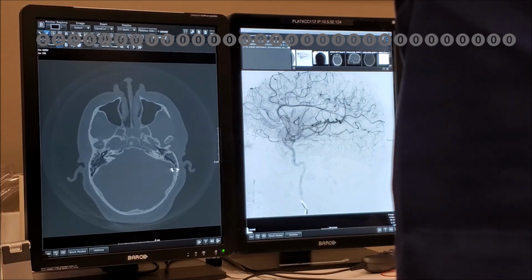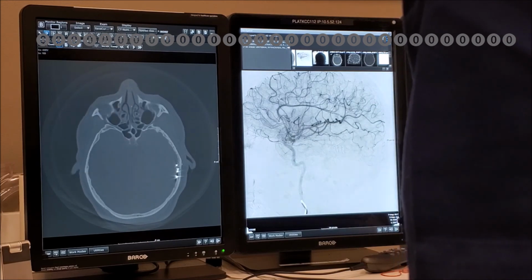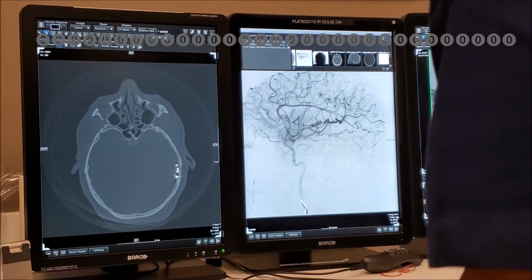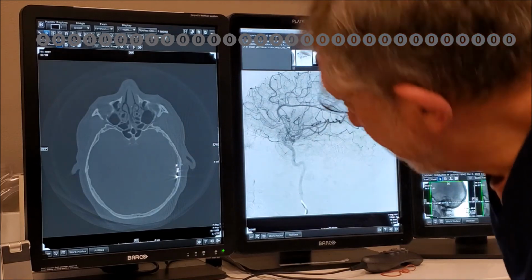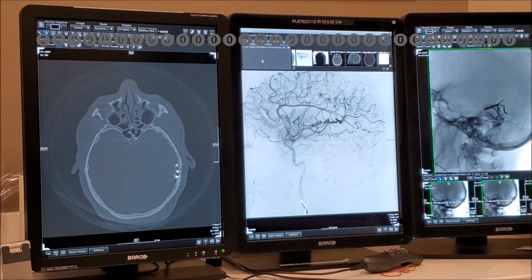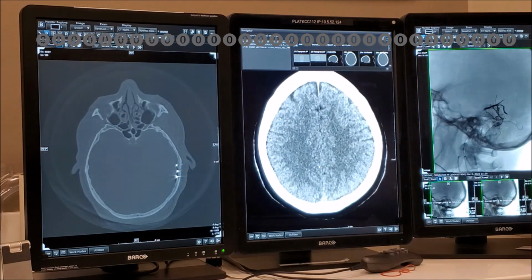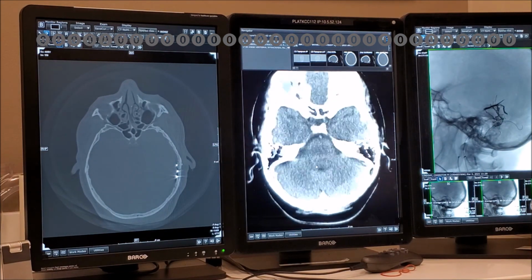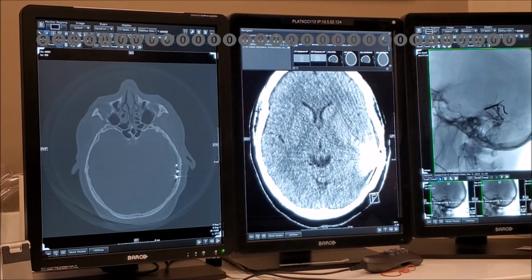Anyway. So why did you do the CT scan after? I think just to look at the Onyx. Didn't you already see the Onyx? Well, it's the stuff you can't see, I guess, on the angiographic imaging. Yeah, but how does this help you with treating the patient? Looks like everything's fine. Yeah. Okay.